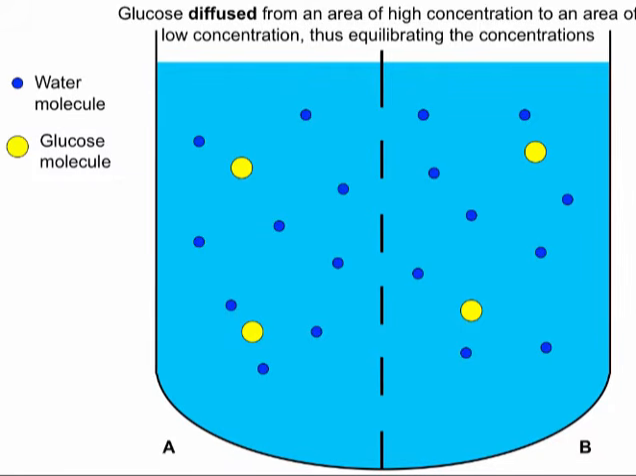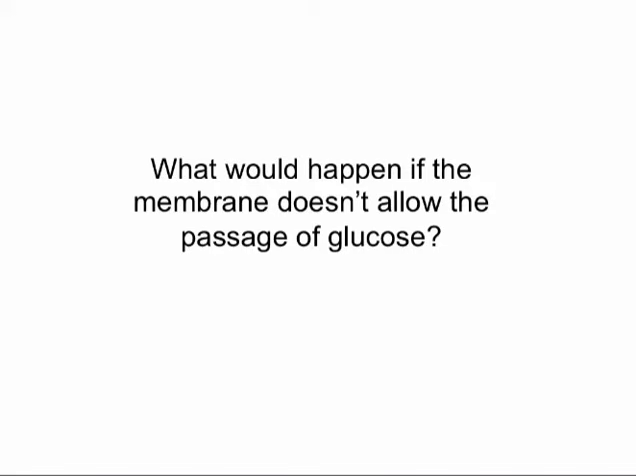Glucose diffused from an area of high concentration, when we first put it inside A, to an area of lower concentration, side B, where there was no glucose present, and now they have equilibrated. It's not only solids in solution; gases also diffuse. This is, for example, how oxygen diffuses from high concentration in the air into your blood, which has a lower concentration of oxygen. So now let's see what would happen if the membrane does not allow the passage of glucose.